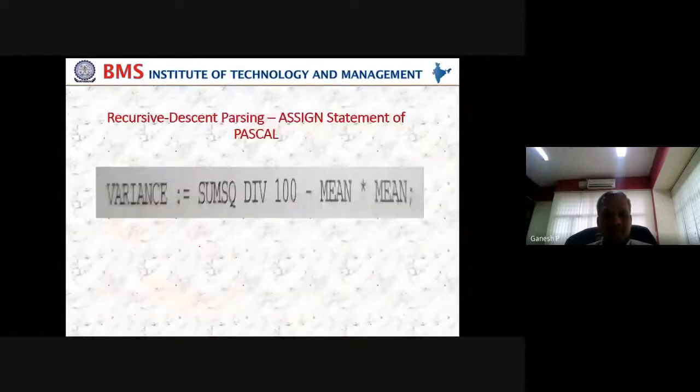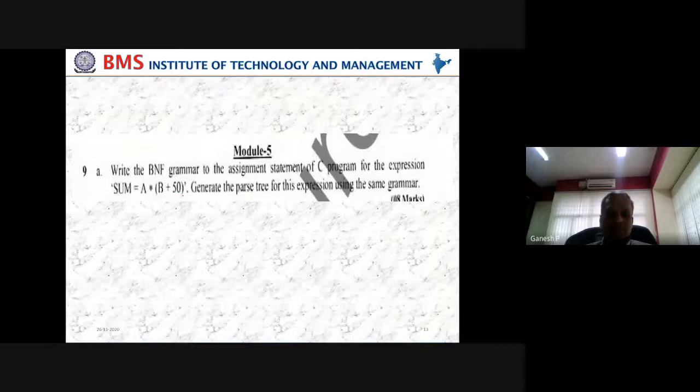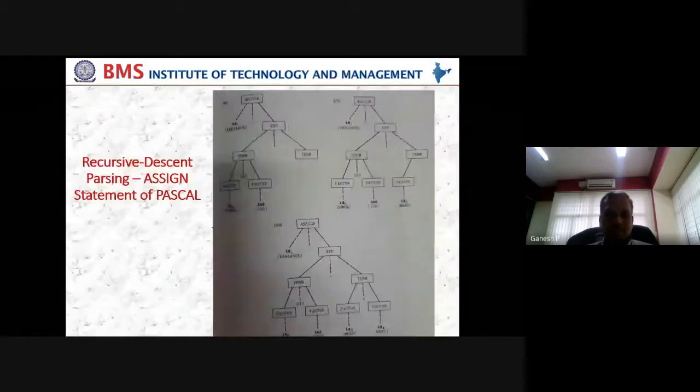It is given that A into B plus 50. So there is one multiplication, there is one addition. So you need not have anything extra. One multiplication, one addition, and they have written a parenthesis. Okay, let us see how this can be done.